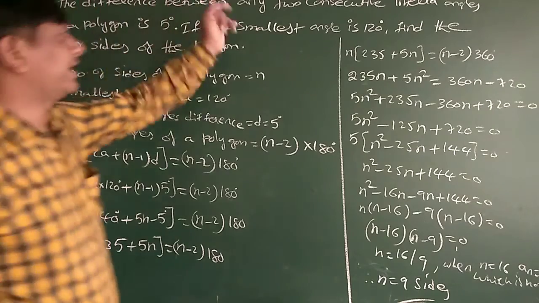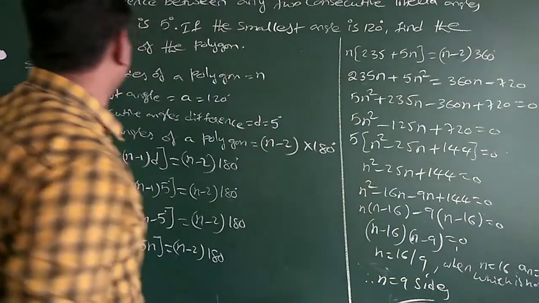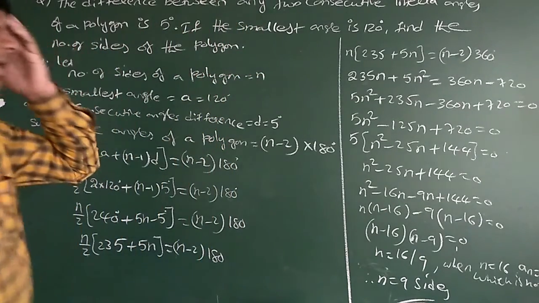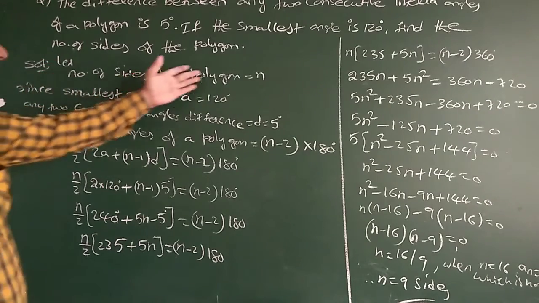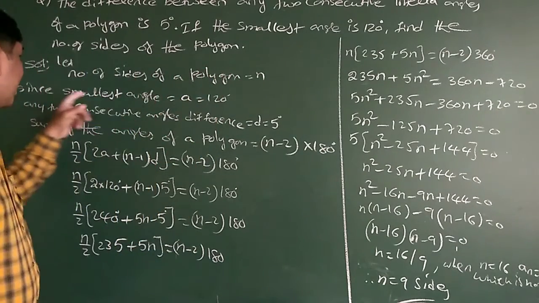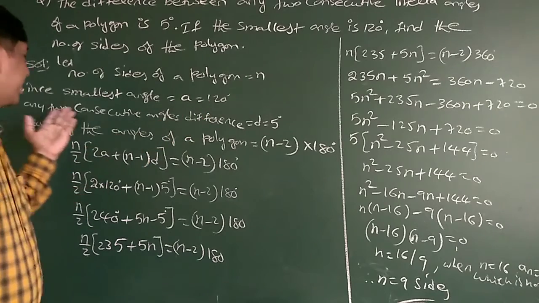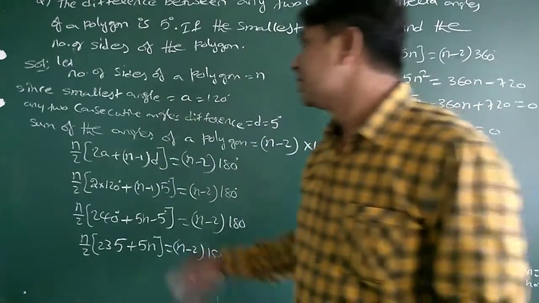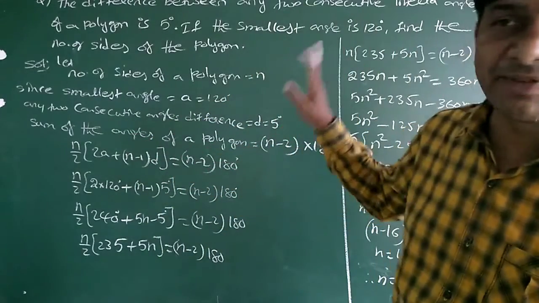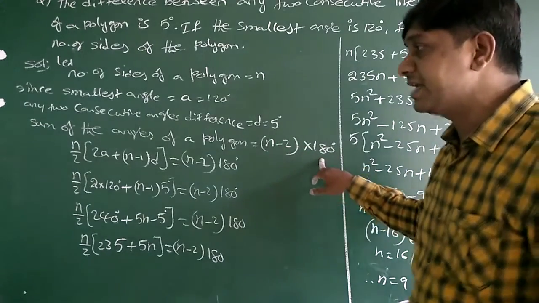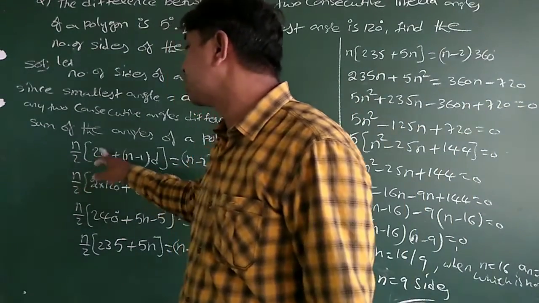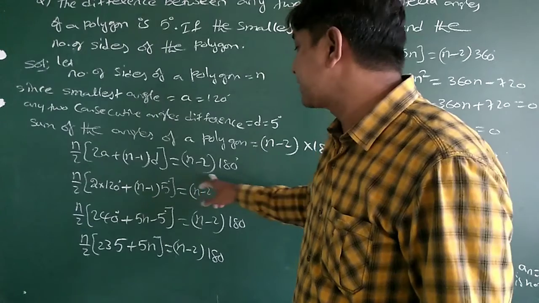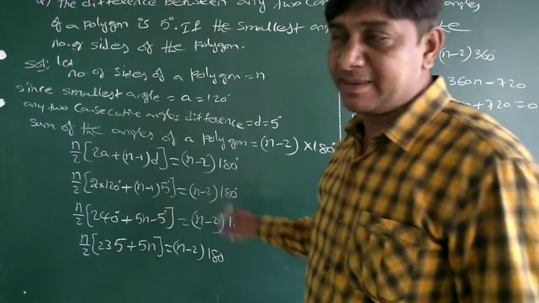See here: the difference between any two consecutive interior angles of a polygon is 5 degrees. If the smallest angle is 120 degrees, find the number of sides of the polygon. Let the number of sides of the polygon be n, and the smallest angle is equal to 120 degrees. For any two consecutive angles the difference is 5 degrees, so that is a, a plus d. Now the sum of the angles of a polygon, by the standard formula, is n minus 2 into 180 degrees, whereas n by 2 into 2a plus n minus 1 into d is the AP formula for the sum.